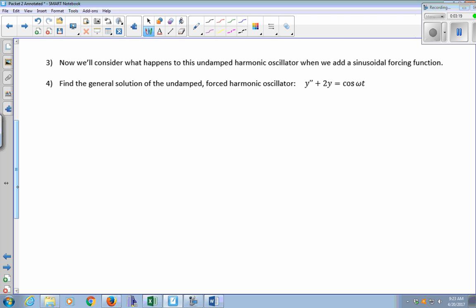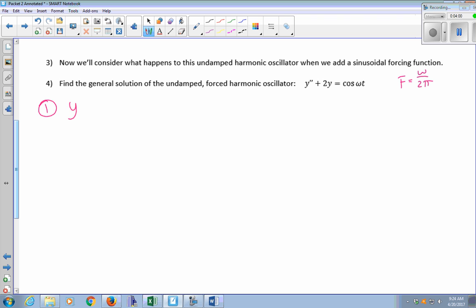So we're going to consider what happens to an undamped harmonic oscillator if you add this sinusoidal forcing function. And the omega, remember that the frequency is omega over 2 pi, that coefficient on t over 2 pi, or the period is 2 pi over omega. So the frequency, that omega, is going to make a huge difference in how that forcing function affects the harmonic oscillator. I'm going to apply my typical method using the three steps: find Y homogeneous, find Y particular, add them together.